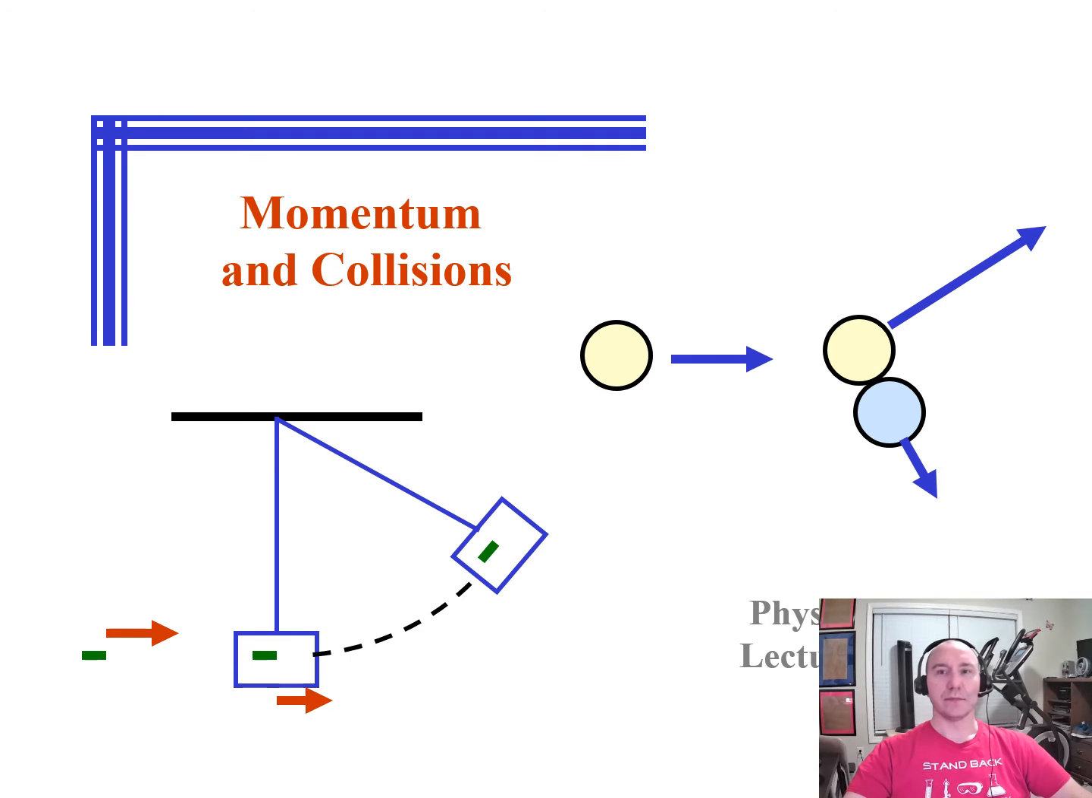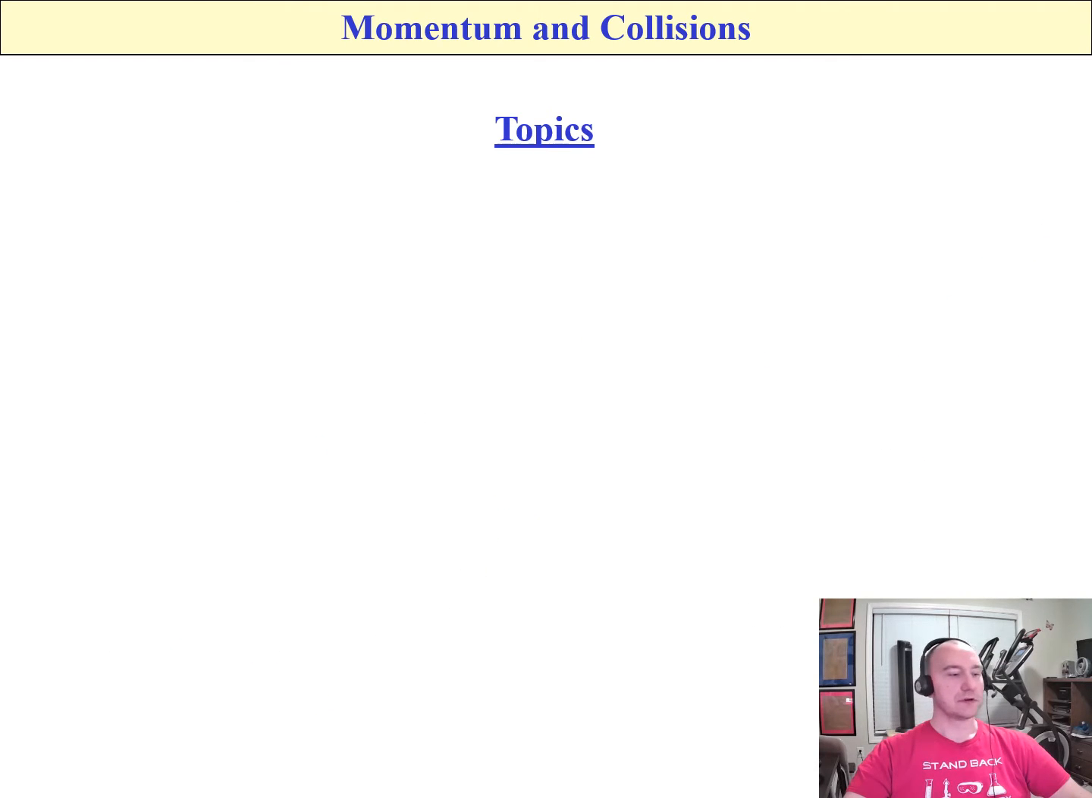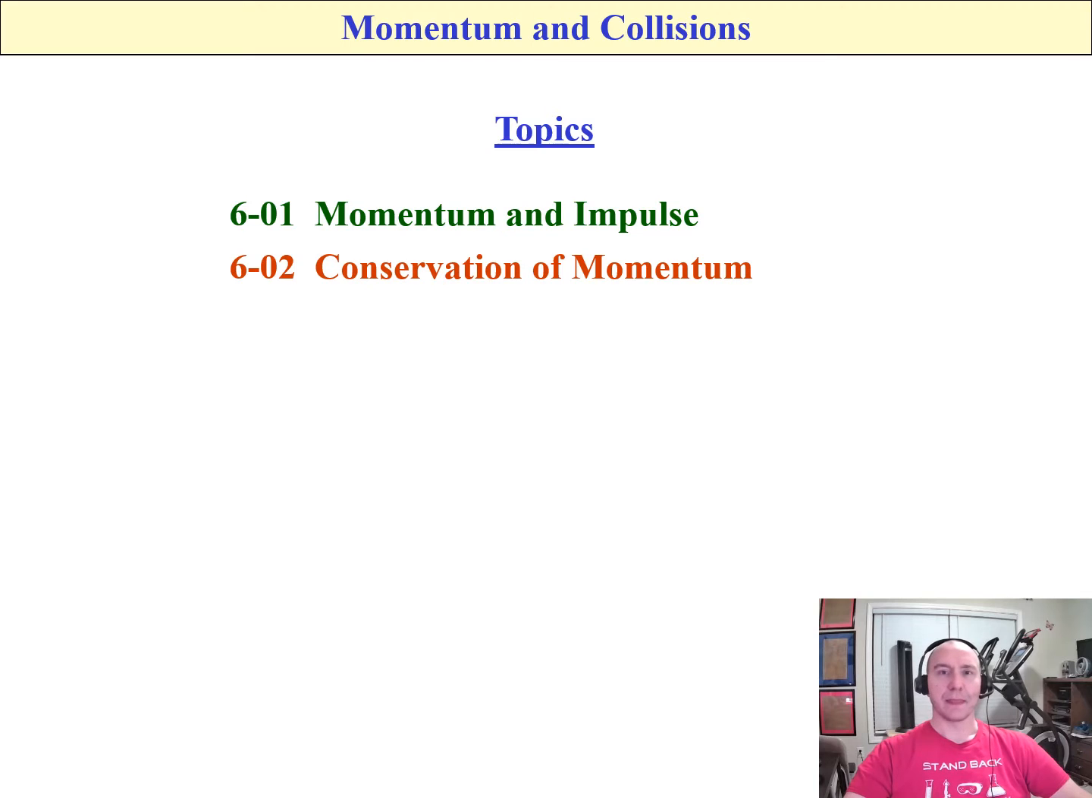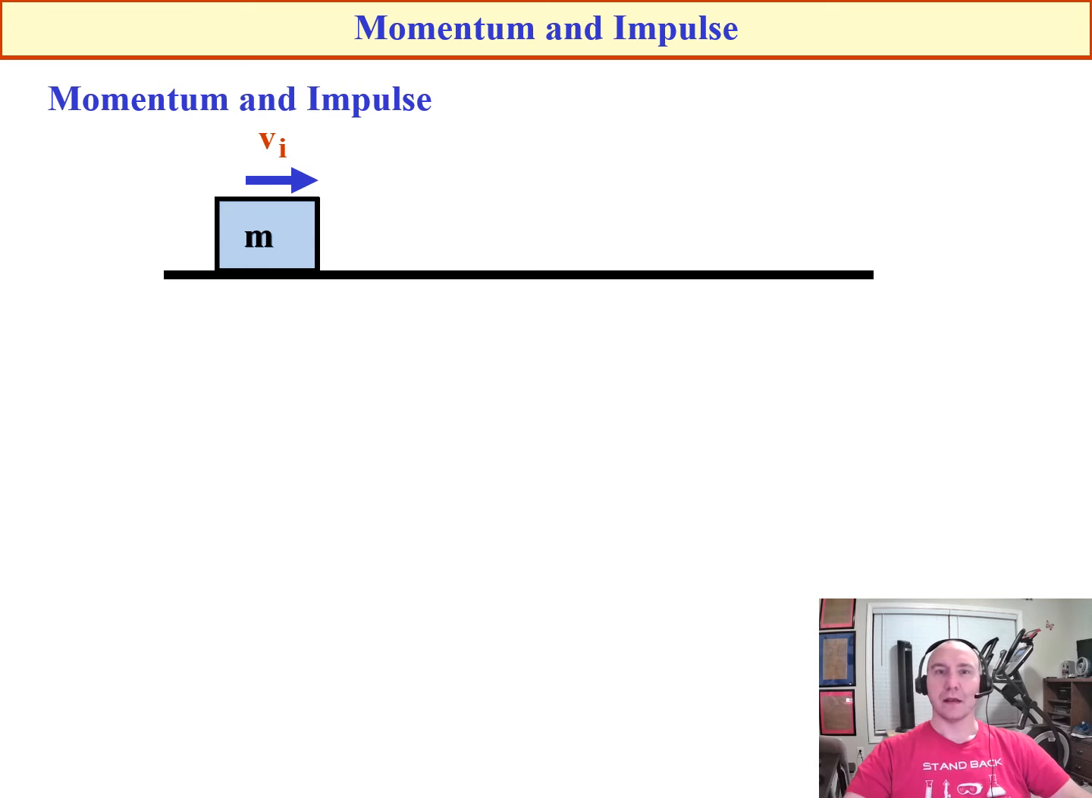This PowerPoint is over momentum and collisions. So the topics we're going to discuss are going to include momentum and impulse, conservation of momentum, and then specific types of collisions that conserve momentum. All right, so momentum and impulse.